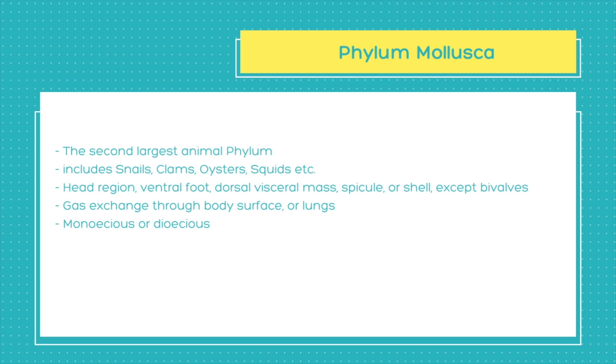Mollusks usually undergo respiration through their body surfaces or their lungs. Furthermore, they are either monoecious or dioecious, meaning they could have one or both male and female reproductive organs.